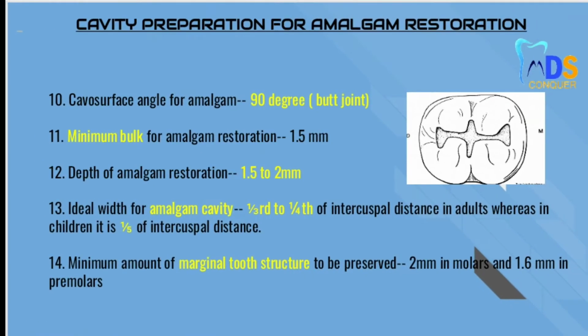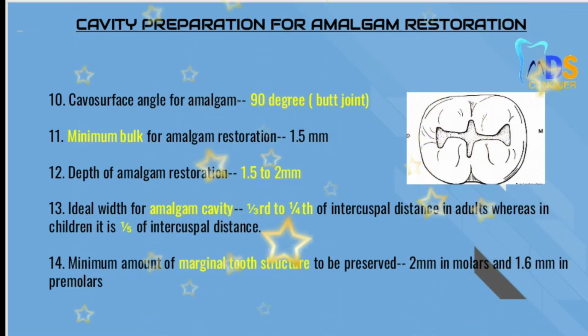Point number 10, cavosurface angle for amalgam is around 90 degrees, that is butt joint. Point number 11, minimum bulk for amalgam restoration is 1.5 mm. Point number 12, depth of amalgam restoration should be around 1.5 to 2 mm.